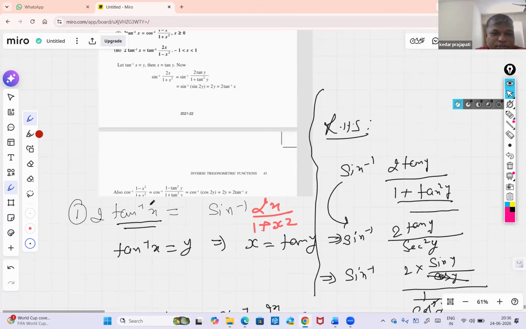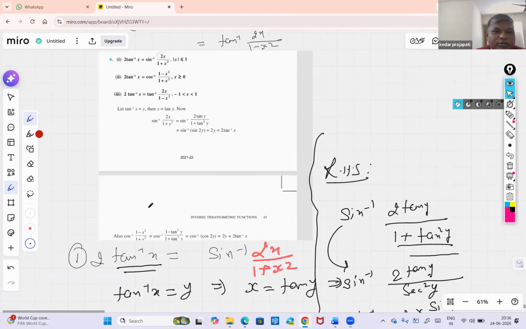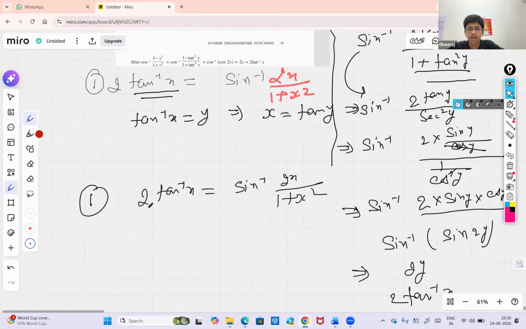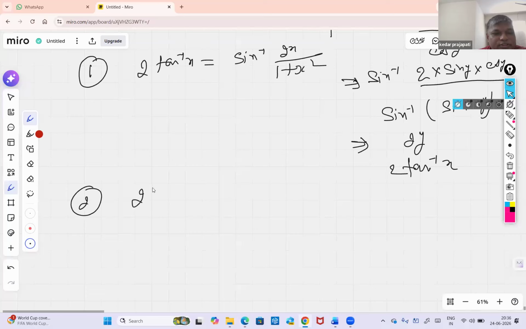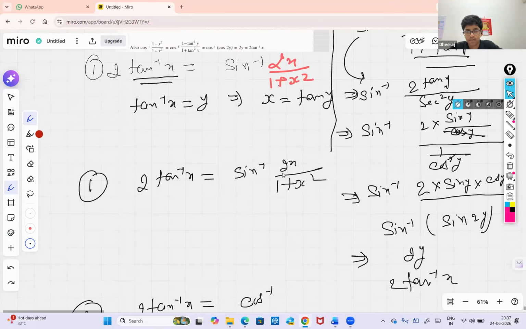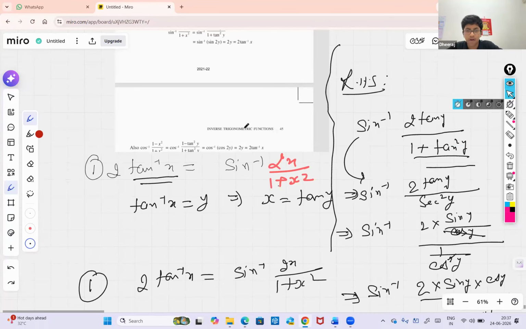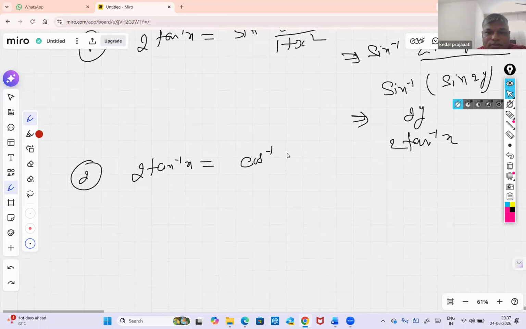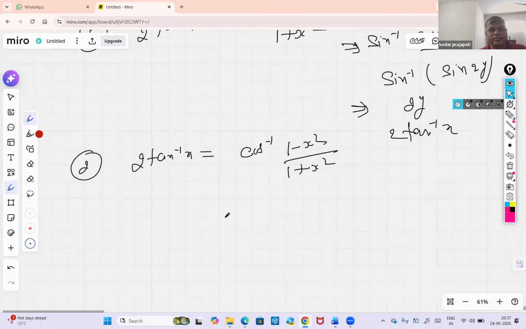So will you be able to do it now for this one, or let me do it? Can you do it, sir? So now the next one is 2 tan inverse x is equal to, now in terms of cos inverse. What will come? 1 minus x square by 1 plus x square. Now let us go for RHS.